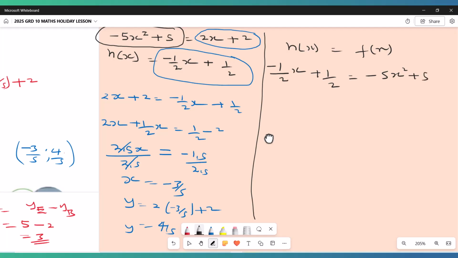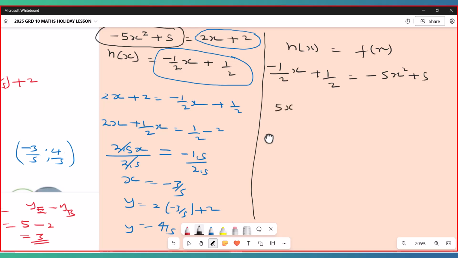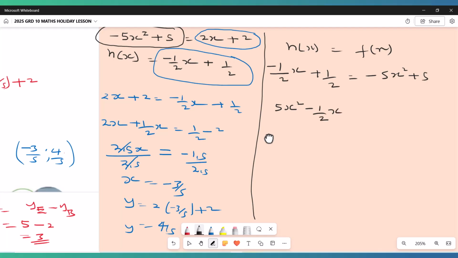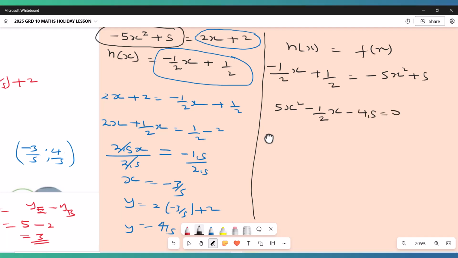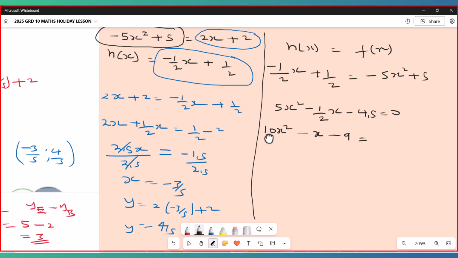Okay. Now the negative 5x squared becomes positive 5x squared, and then minus 1 over 2x. Now this 5 becomes a negative, so what's a half minus 5? I get negative 4.5, right? Equals 0. So what do I do here? To remove my fraction, I can multiply by 2. So 2 times 5, I get 10x squared here. Here the 2 is going to cancel. Now 2 times 4.5, I'm going to get 9 here, equals 0.